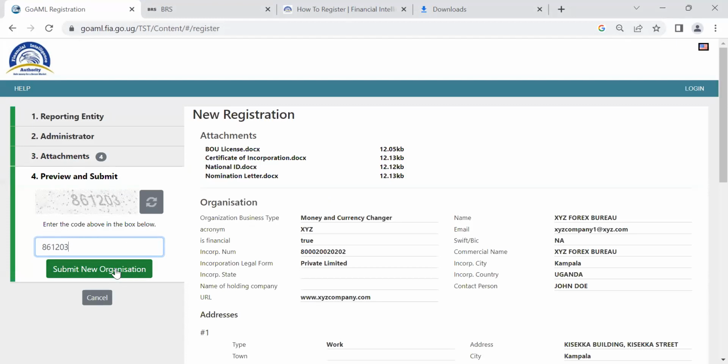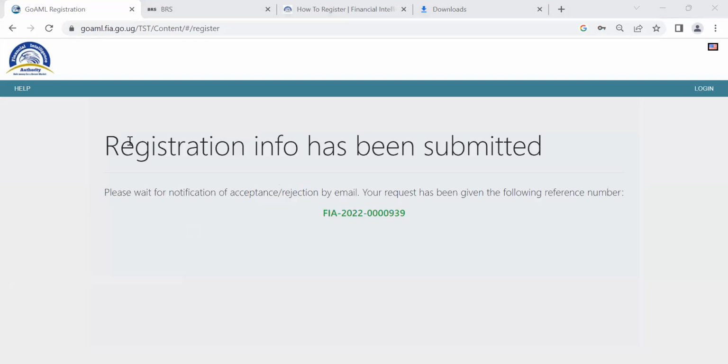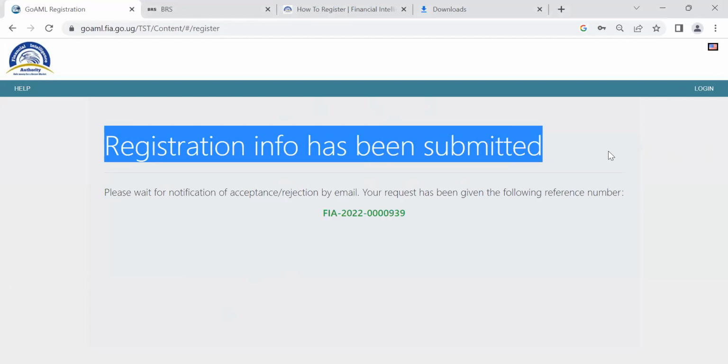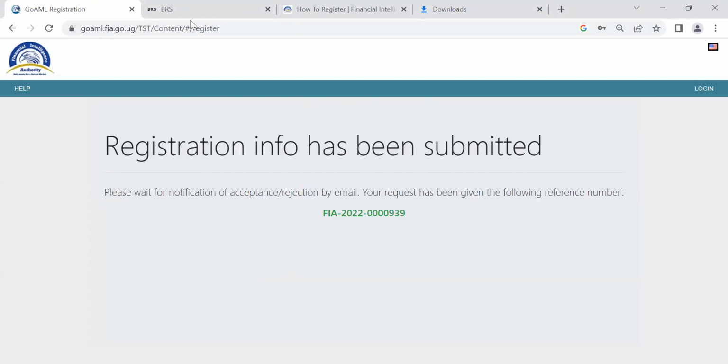Okay, so once you've entered this, then you click submit new organization, and you should have something like this. So all of you should have this screen. Those who are successful should have this screen. Those whose registrations were rejected because companies already existed, we will assist you tomorrow morning. Ivan, kindly avail your contact address in the chat if it's possible. Thank you.